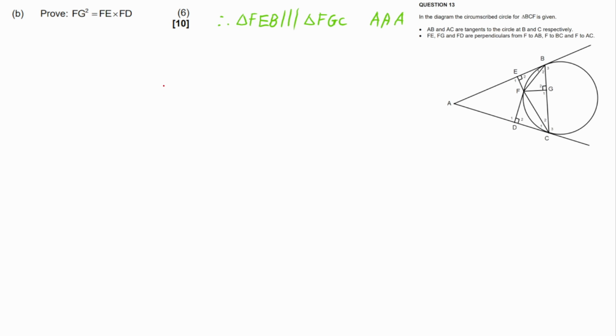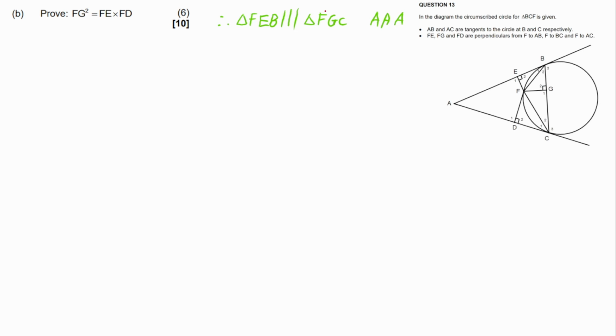So now for question B, we have to prove that FG squared is equal to FE times FD. So hidden in here is some ratio. Okay, there's some ratio of sides hidden over here. So let's have a look. We've just proven that two triangles are similar. So I've put this over here. We've proven that triangle FEB is similar to triangle FGC. So let's use this information.